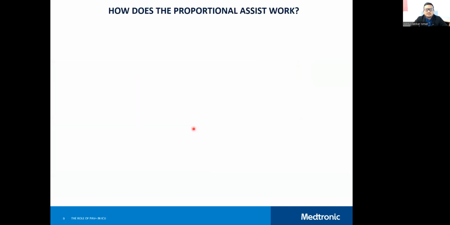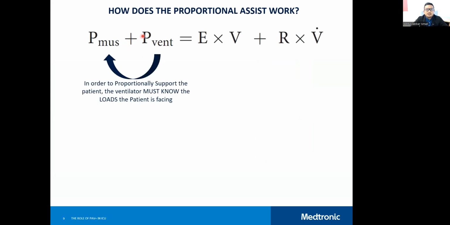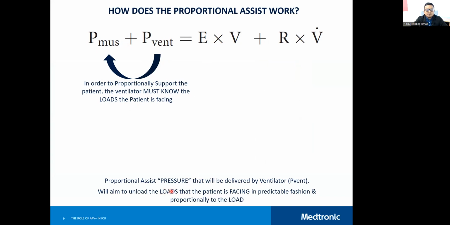So how does proportional assist ventilation work? To explain this, you need to go back to the equation of motion. In order to proportionally support the patient, the ventilator must know the loads the patient is facing. So the proportional assist pressure delivered by the ventilator, PVENT, will aim to unload the loads the patient is facing in a predictable fashion and proportionally to the load. The main aim of PAV, proportional assist ventilation, is to assist the patient in unloading all the burden from the patient to the ventilator.